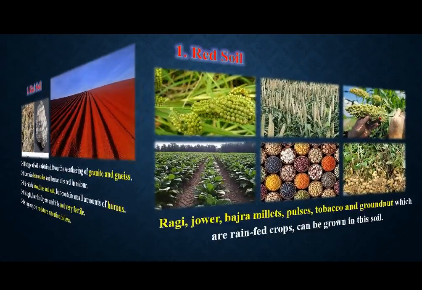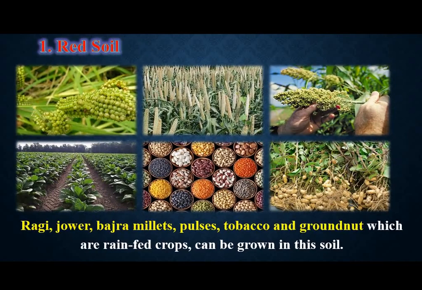If I want to tell you what kind of crops can be grown in the red soil: ragi, jowar, bajra, millets, pulses, tobacco and groundnuts, which are rain-fed crops. These are all rain-fed crops. Rain-fed crops means those which can grow with the rain. Whenever the rain comes, from that they will be grown.